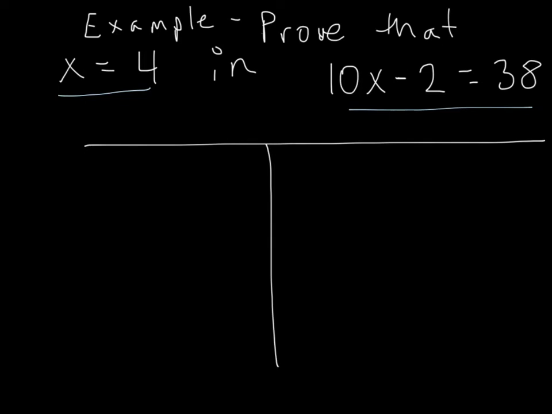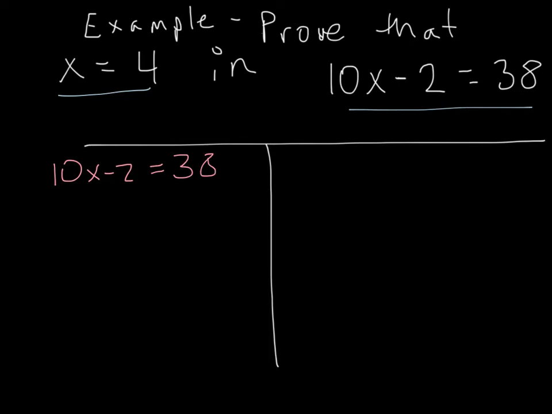But when we say prove that x equals 4, we're going to want to use some of these properties in a series of steps to show that x must equal 4, starting with what's given. When we start with what's given, it's real simple. We just simply write it down. So we have 10x minus 2 equals 38.